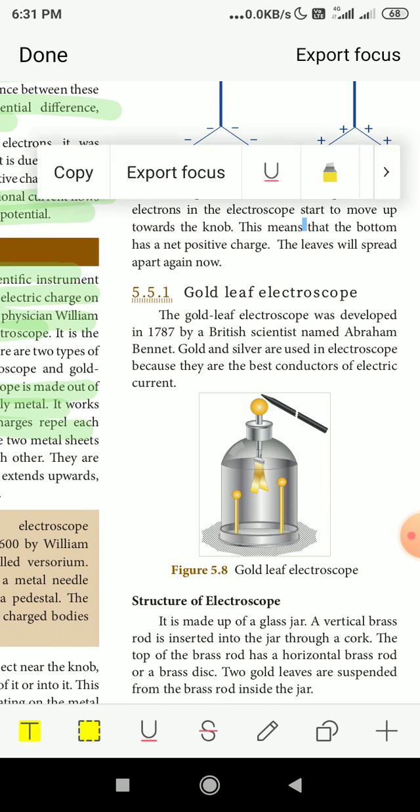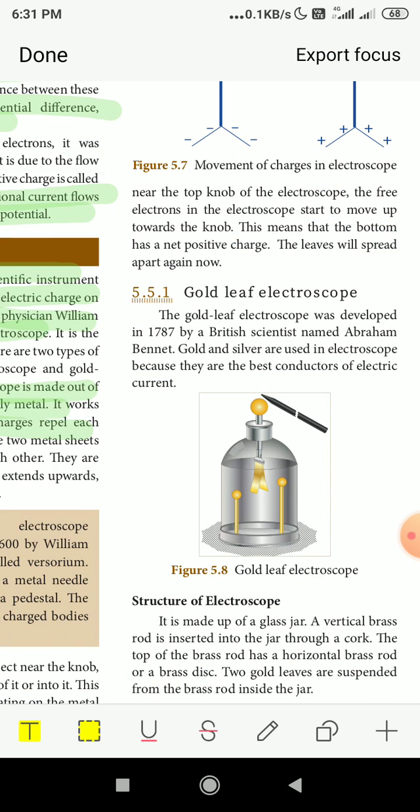Now they are giving the example of a gold leaf electroscope. The gold leaf electroscope was developed in 1787 by a British scientist named Abraham Bennett. Gold and silver are used in the electroscope because they are the best conductors of electric current.